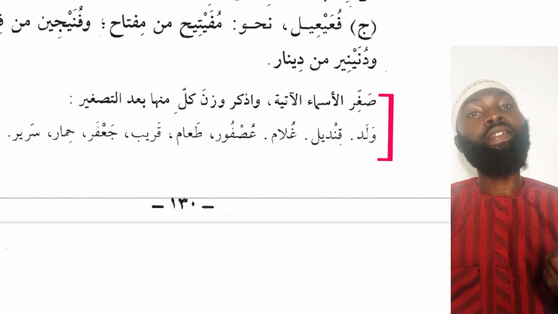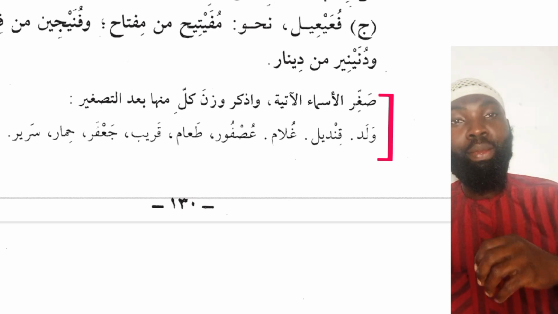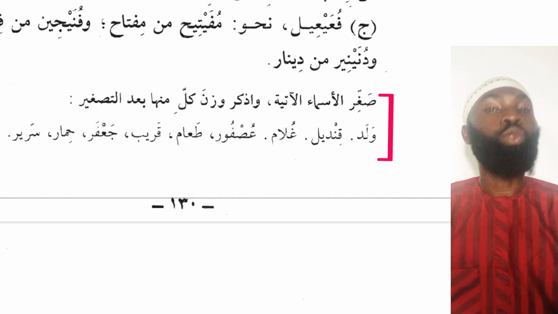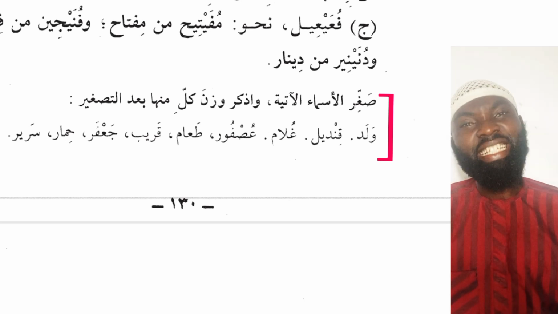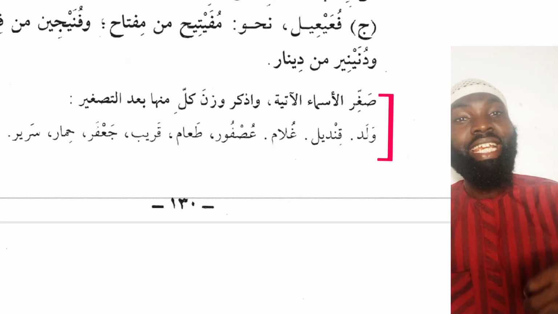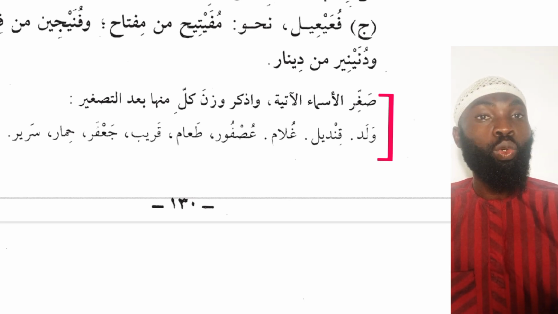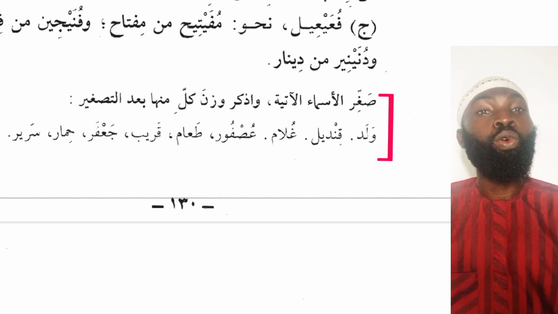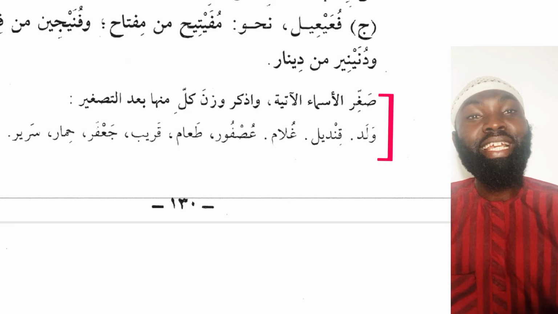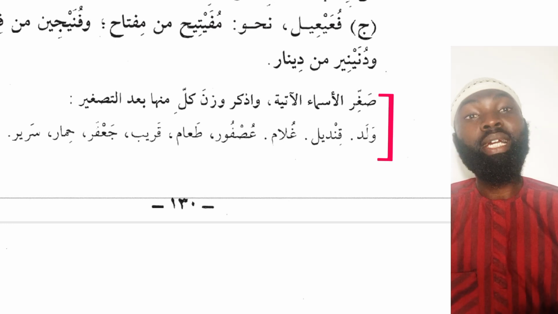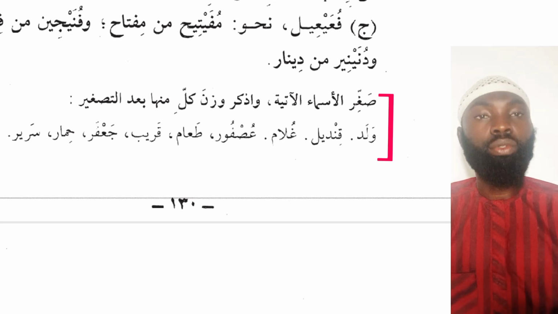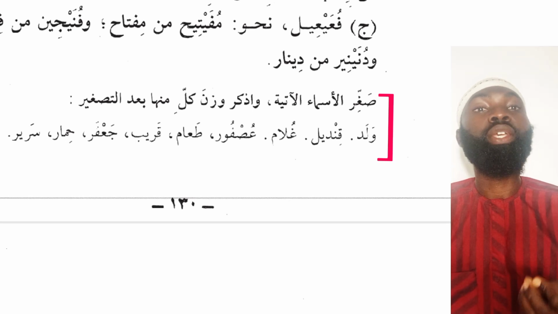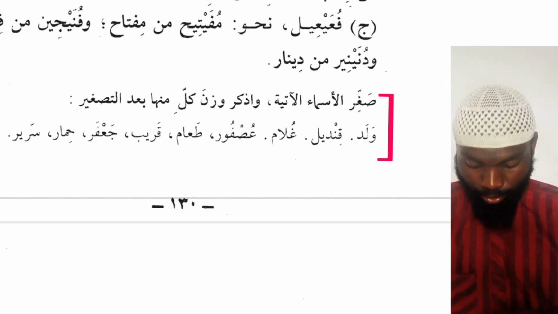So let's look at the first one. We have the word waladun. The pattern will be ulaydun, under the pattern of fu'aylun. Waladun, ulaydun. The next is kindilun, that is what? Kunaydilun, mashallah. Next is gulamun, it will be what? Gulayyimun, a small boy. Under the pattern of fu'aylun. The next is usfurun, it will be usayfirun, mashallah.